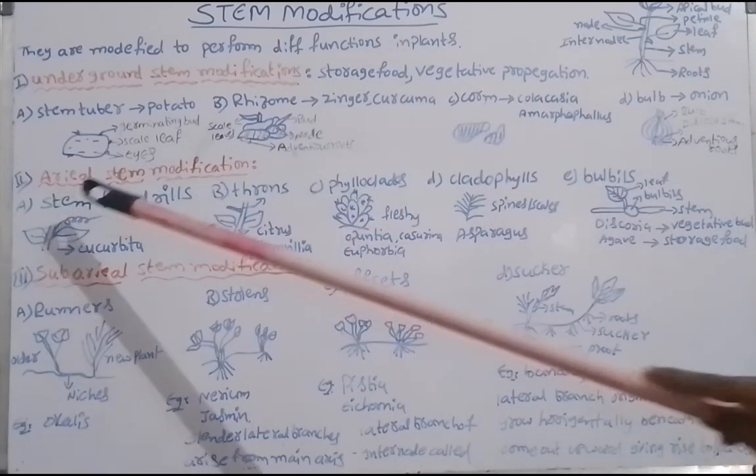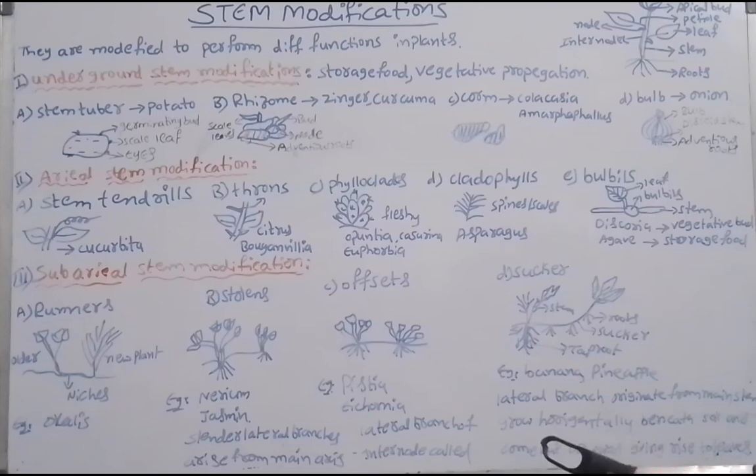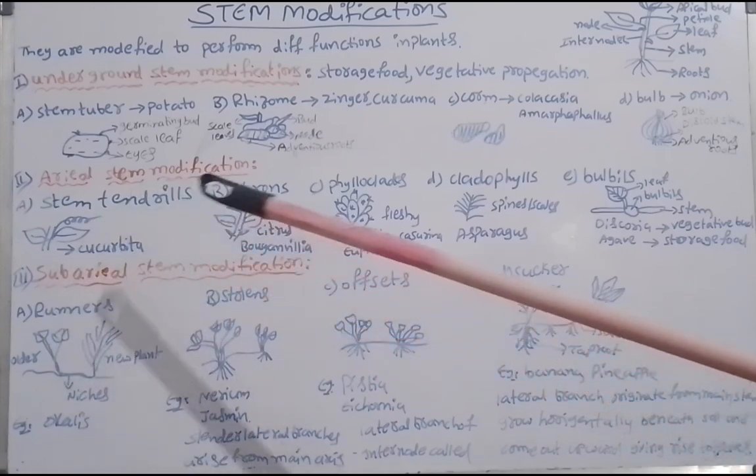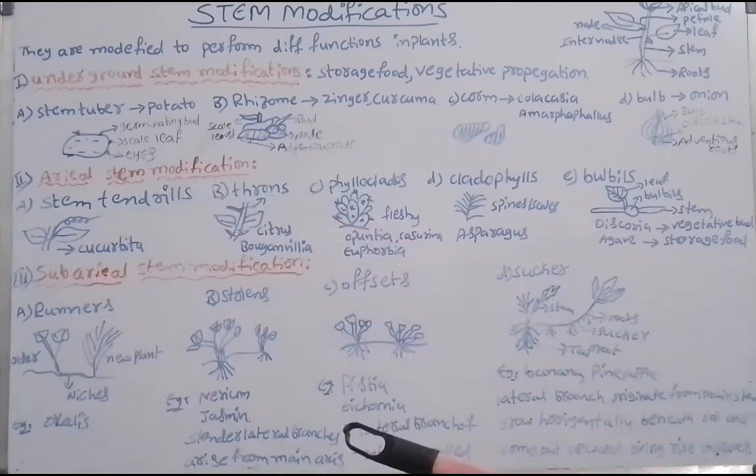Next, aerial stem modification. Aerial stems of several plants show modifications such as stem tendrils, which help in climbing.